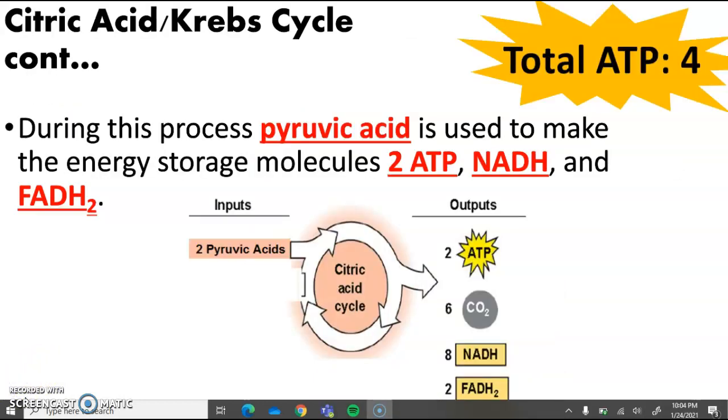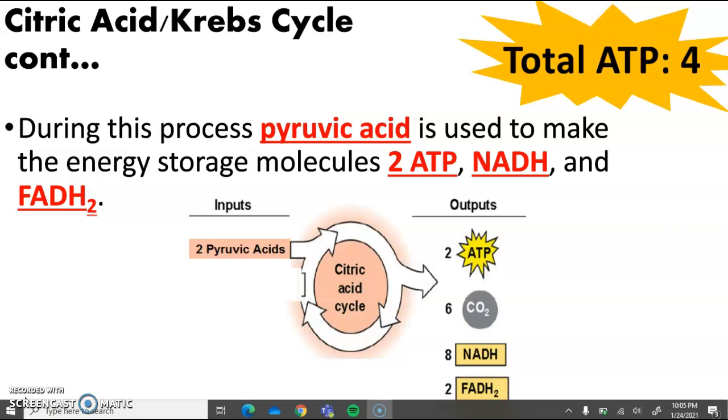Now during this process, the pyruvic acid is used to make the energy storage molecules ATP, NADH, and FADH2. Now ATP, we've already learned earlier, is going to be used by the cell for whatever it needs. Maybe it's muscle contraction, maybe it's active transport. There are a bunch of other things as well that it could be used for.